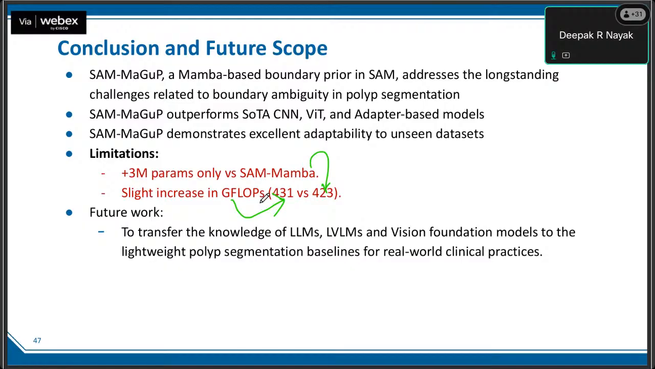So in the future, what we can do is think of distilling, or transferring, the knowledge of large foundational models like this to small baseline models like UNet plus plus, so that the deployment can be easier in real world scenarios, basically what I'm talking about.